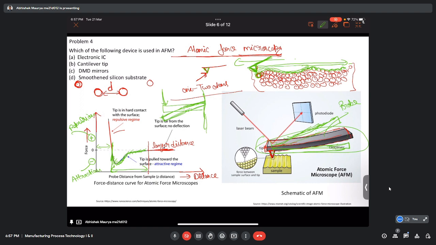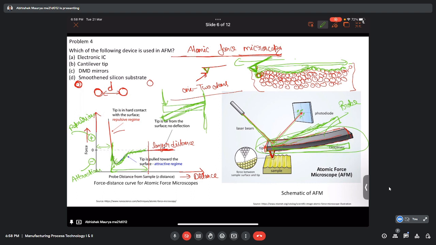And how this deflection of beam is measured by this laser. If this tip moves up and down, then this laser will point sometimes here, sometimes here, sometimes here. So based on the tip deflection, this laser beam will point at different locations, and that's how we are measuring the deflection of the tip.